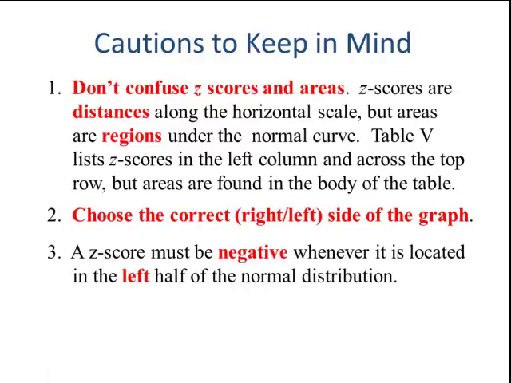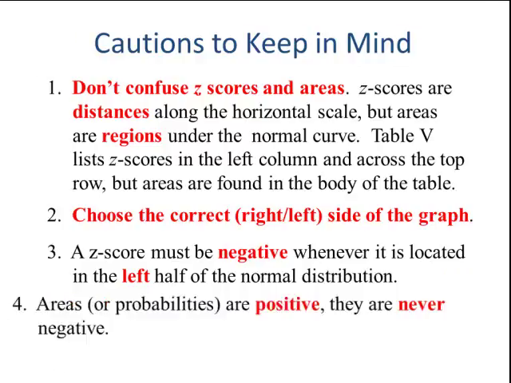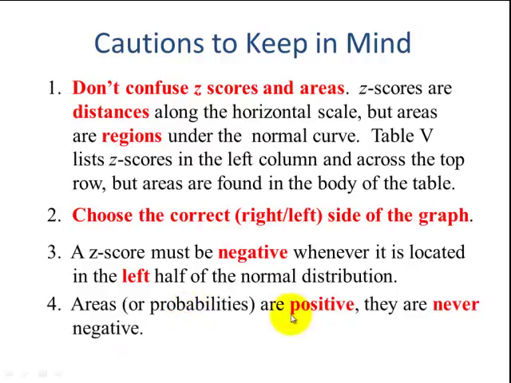Z-scores can be positive or negative. A z-score must be negative whenever it's located in the left half of the distribution, and a positive z-score must be located in the right half of the normal distribution. Areas, which is the same thing as probabilities, are positive. They can never be negative. Z-scores can be negative, z-scores can be positive, but the areas or the probabilities are always positive.